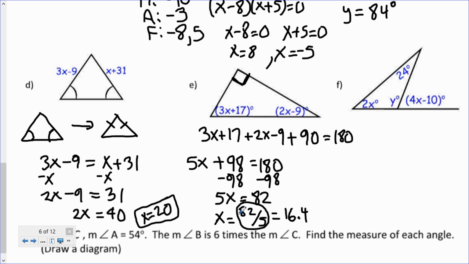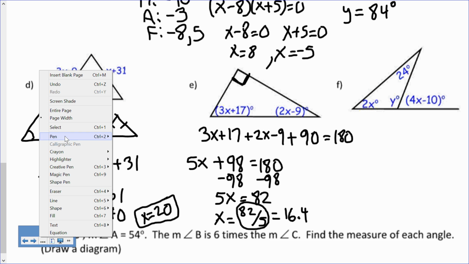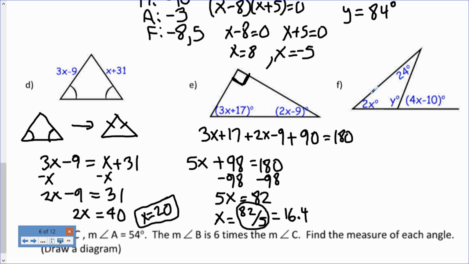F is different. So we have a triangle plus we have an angle outside the triangle. And to do F, you have to remember something that you've learned this year called the exterior angle theorem. The exterior angle theorem says that the two interior angles that are not adjacent to the exterior angle add up to equal the exterior angle.